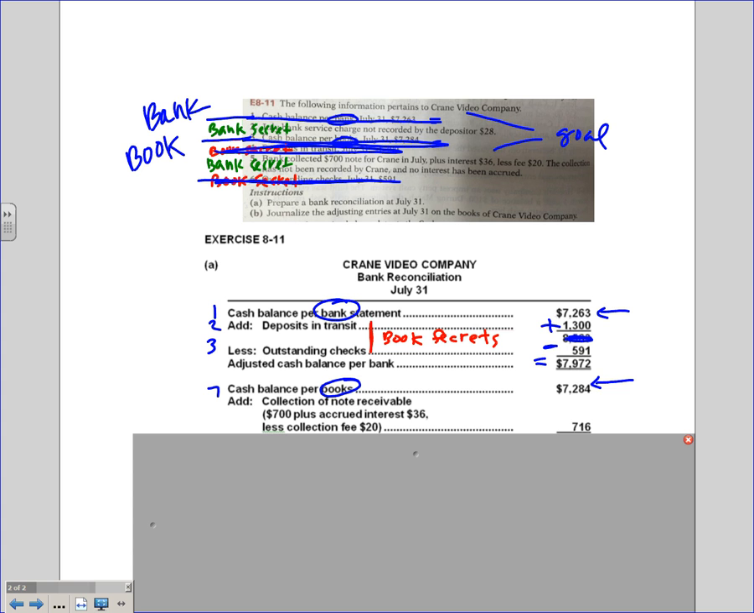Can you tell we always start with add and then we subtract? Take a look at this. I'm going to read it here instead. The bank collected a $700 note for Crane in July, plus interest of $36, less a $20 collection fee. It has not been recorded by Crane and no interest has been accrued.